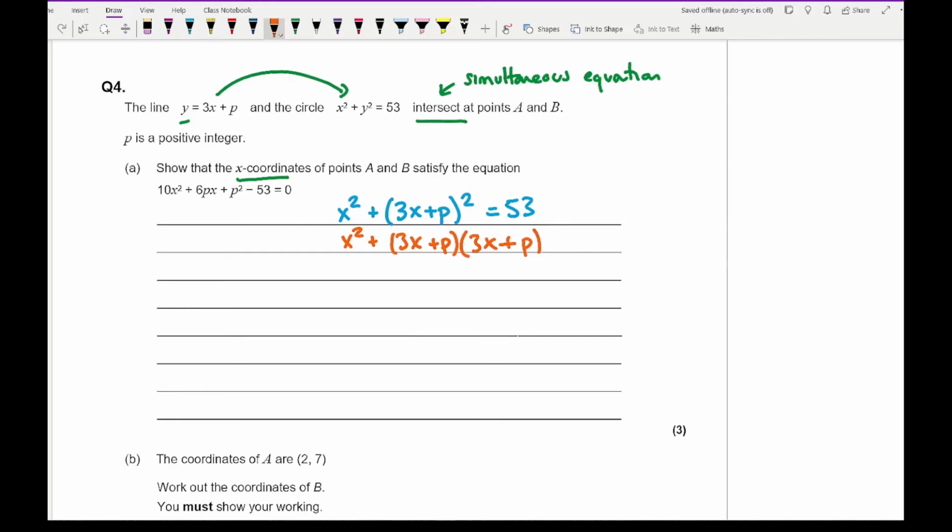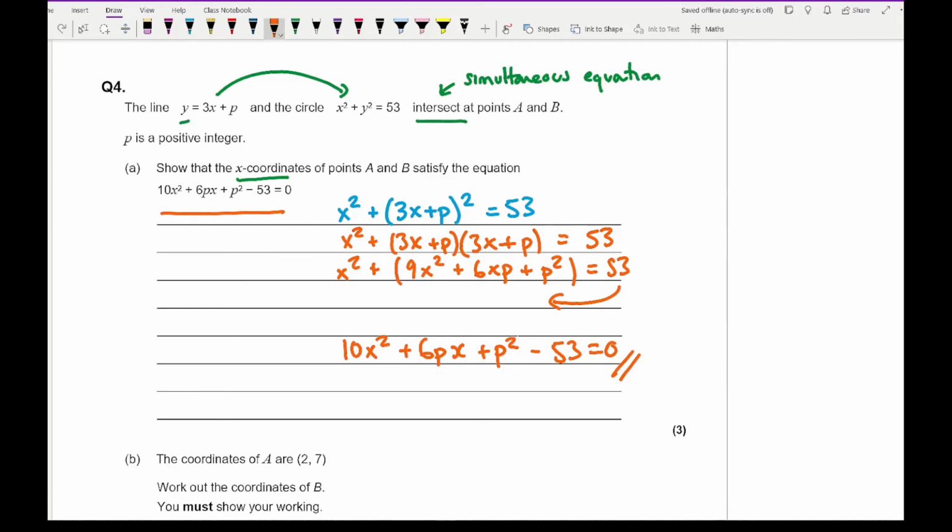Now again, a lot of students, when they do this, go wrong because they just square the 3x and just square the p without realizing that they are double brackets. So then from this, what I get is 9x squared plus 6xp plus p squared equals 53. And then if I take the 53 over to the other side and simplify, I end up with 10x squared plus 6px plus p squared minus 53 equals 0, which is exactly what they wanted me to show.